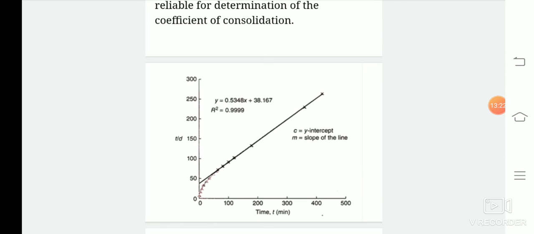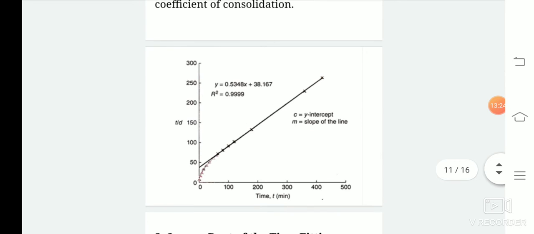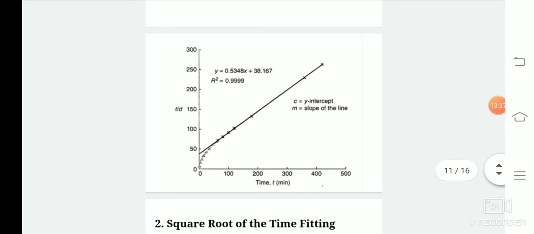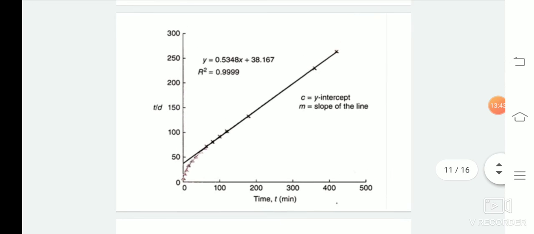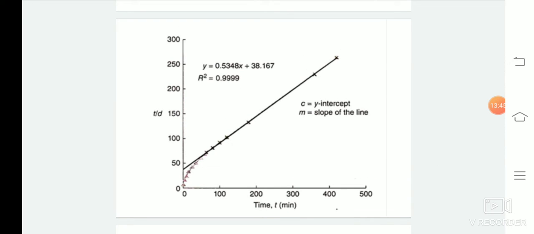This test is carried out by plotting a graph. You can see the graph where time t is on the x-axis and time by displacement, t by d, is on the y-axis. After an initial curved portion, the graph gives a straight line portion in the range where U equals 60 to 90, as we can see in the graph. The straight line portion in the range of U equals 60 to 90 is extended backwards to the y-axis. The slope m and the intercept on the y-axis c of this extended straight line are determined.